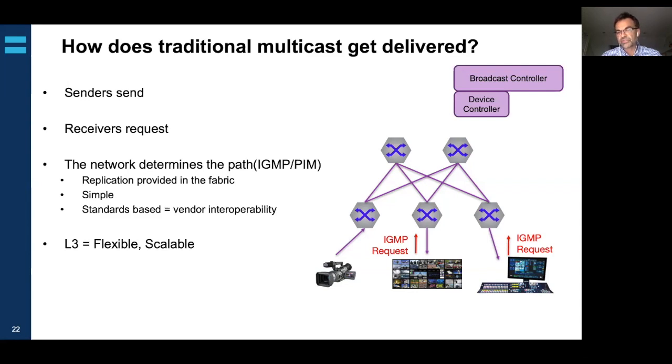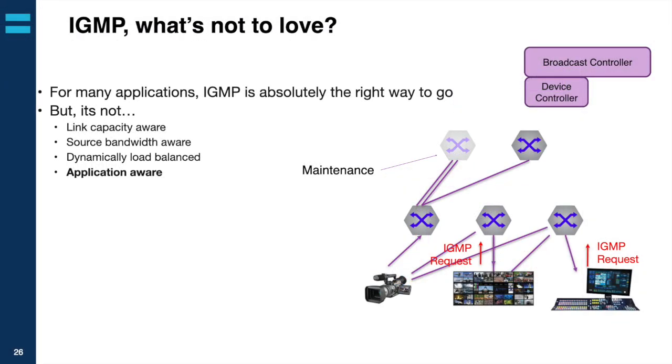So we've got a multi-viewer and a vision mixer. It's saying, please, can I have the flow from that camera? Thank you very much. The network is configured in such a way that these flows are delivered dynamically. Replication is provided in the fabric. It's very standards-based. It's very interoperable. Works very well with any routing protocol. PIM is Protocol Independent Multicast, so you can have any underlay you feel like. It's very simple, but it has some limitations.